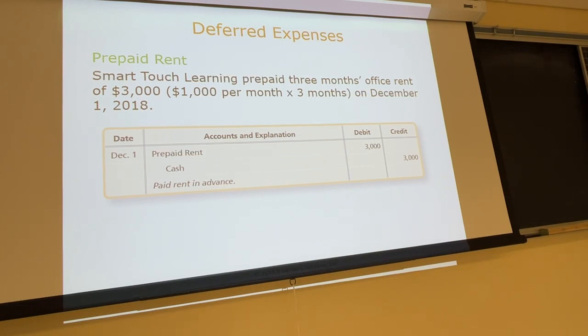And the journal entry that you see on this slide is what we call the initial entry. It's not the adjusting journal entry yet. So in this example, they say that Smart Touch Learning prepaid 3 months of office rent of $3,000, $1,000 per month times 3 months on December 1st, 2018. So at the time they prepaid the rent, the journal entry was that they debited prepaid rent, which is an asset account on the balance sheet, for $3,000. They credited cash for $3,000.